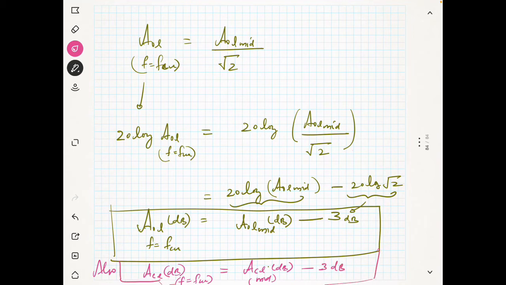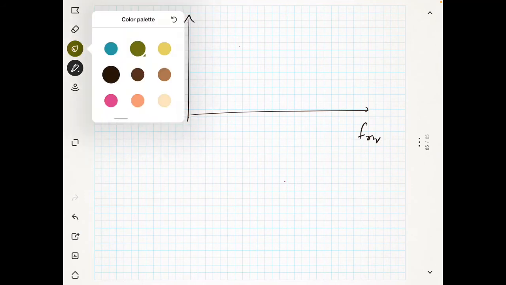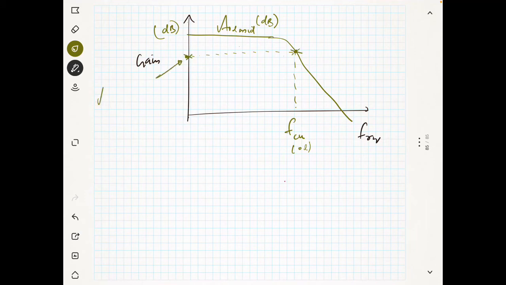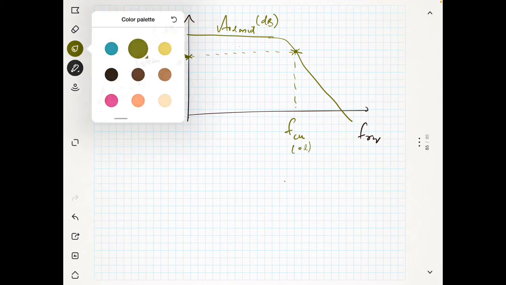Now I will represent it. This is your frequency and this is the gain, the open loop gain AOL mid in dB. So everything is in dB axis now. Now the gain starts decreasing, and this is your cutoff frequency FCU in open loop. The gain at this point is AOL mid minus 3 dB. That's it, this is the case of the open loop.